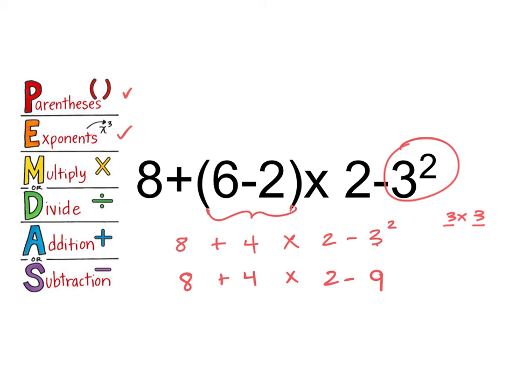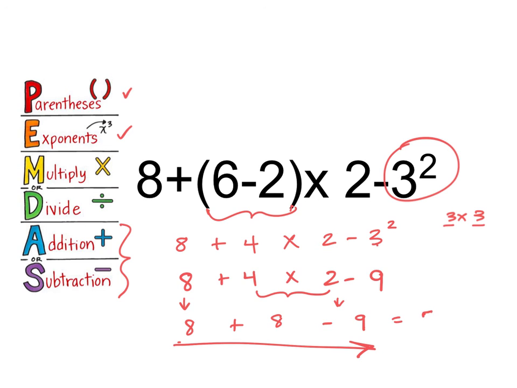Okay, so what I have to do first is this. 4 times 2 is 8. Are there any other multiplication or division? No. So the rest of my expression comes down, minus 9. All right, so now we can do all of our addition and subtraction from left to right. 8 plus 8 is 16, minus 9 equals 7. Our answer for this problem is 7.